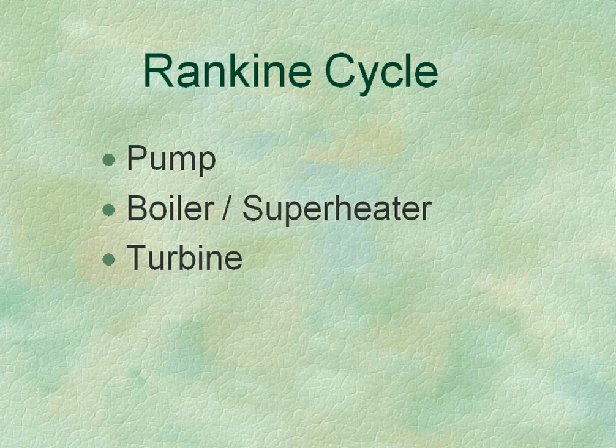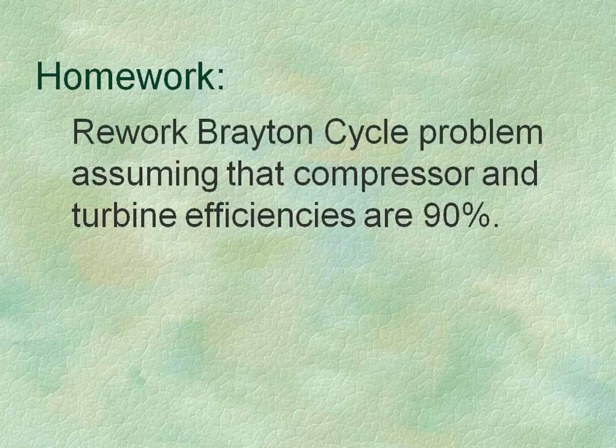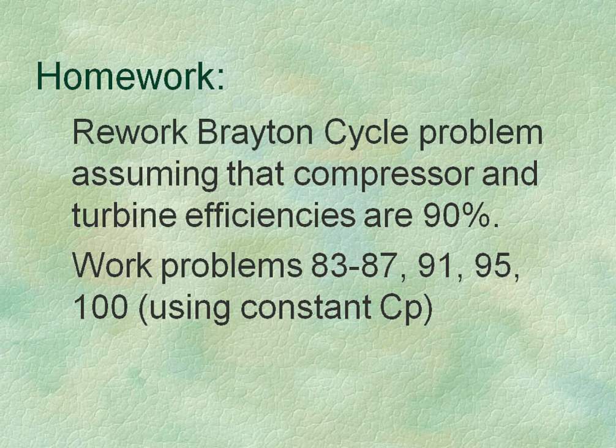And for homework, what I want you to do is rework the Brayton cycle problem we did, and assume that the compressor and turbine efficiencies are 90%, and see what you get there. And work problems 83 through 87, and 91, 95, and 100, and assume constant CP when you're solving those problems. That's it.